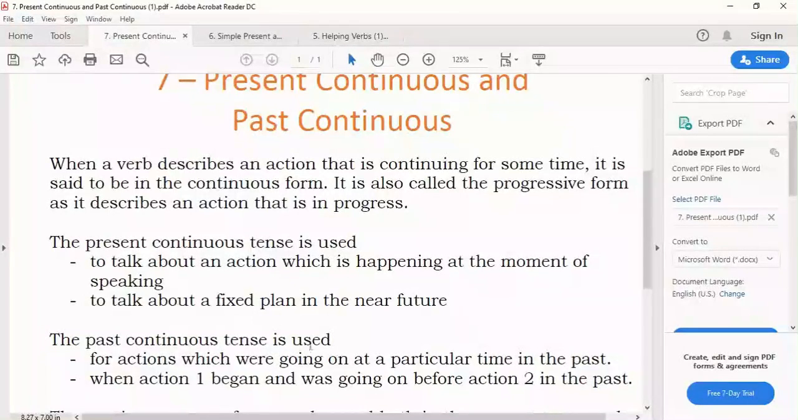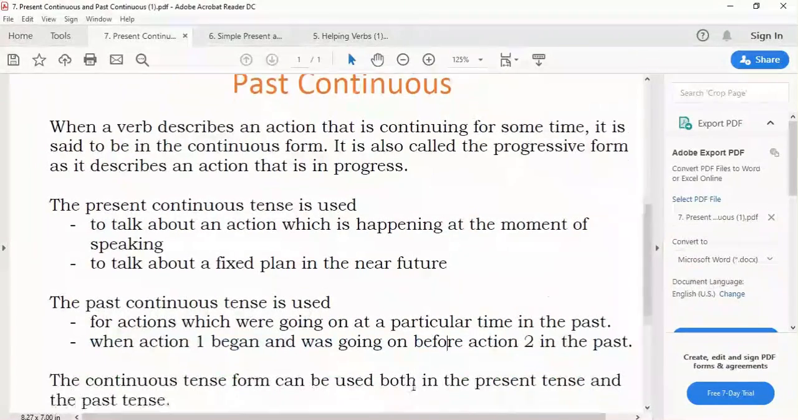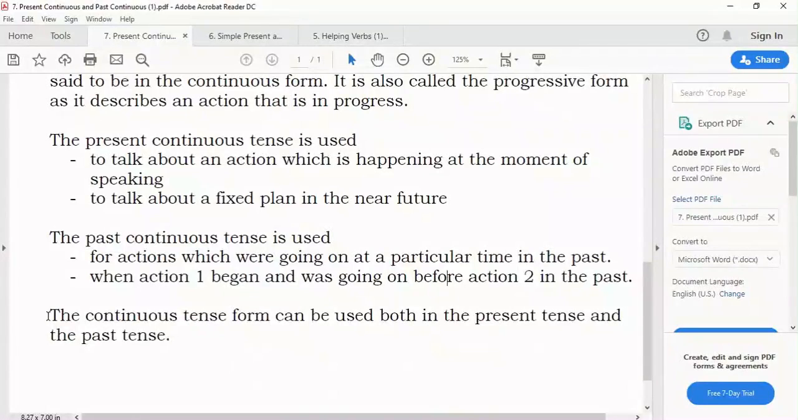The past continuous tense is used for actions which were going on, जो चल रहे थे, which were going on at a particular time in the past. Past means it has already happened. Next, when action 1 began and was going on before action 2 in the past. This I won't explain to you right now because you already know what this is. I had explained to you in a video earlier. And last of all, the continuous tense form can be used both in the present tense and the past tense.